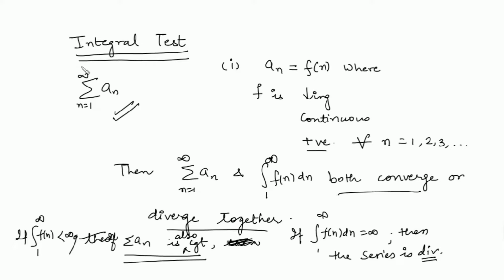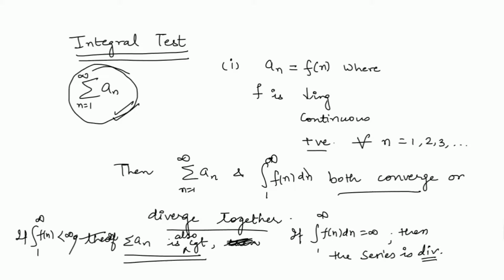So what this integral test says is that you have to check the behavior of such a series whose terms are positive, decreasing, continuous, being a function. Then you can find out the value of the integral. If the value of the integral is finite, you will say your series is convergent, and if the value of the integral is infinite, then you will say your series is divergent.